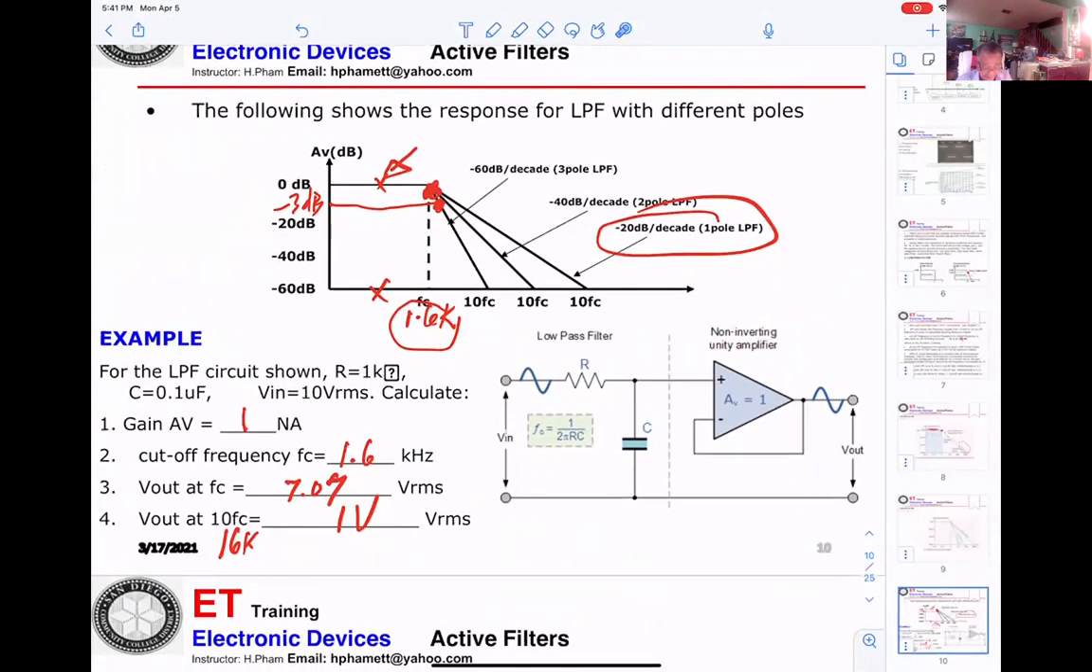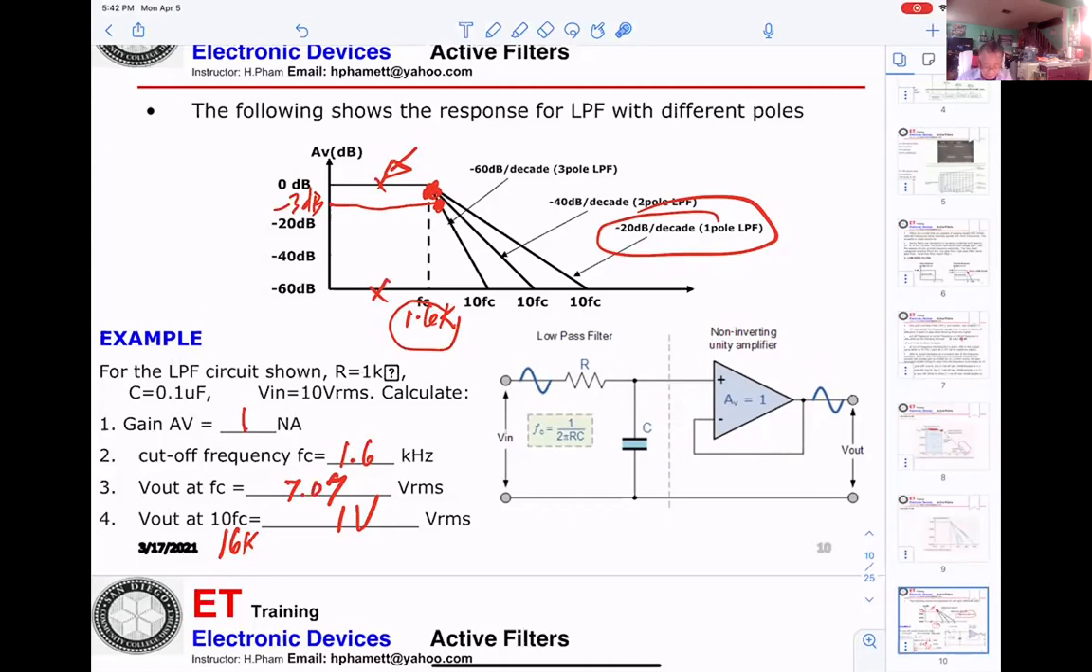This one we already did before. They give you the circuitry with R of 1K, C of 0.1 microfarad, and the input is 10 volts RMS. They want you to calculate the gain of the circuitry. You can use the op-amp here to build the filter. The op-amp we already went through. It can be an inverting amplifier, non-inverting amplifier, or follower.